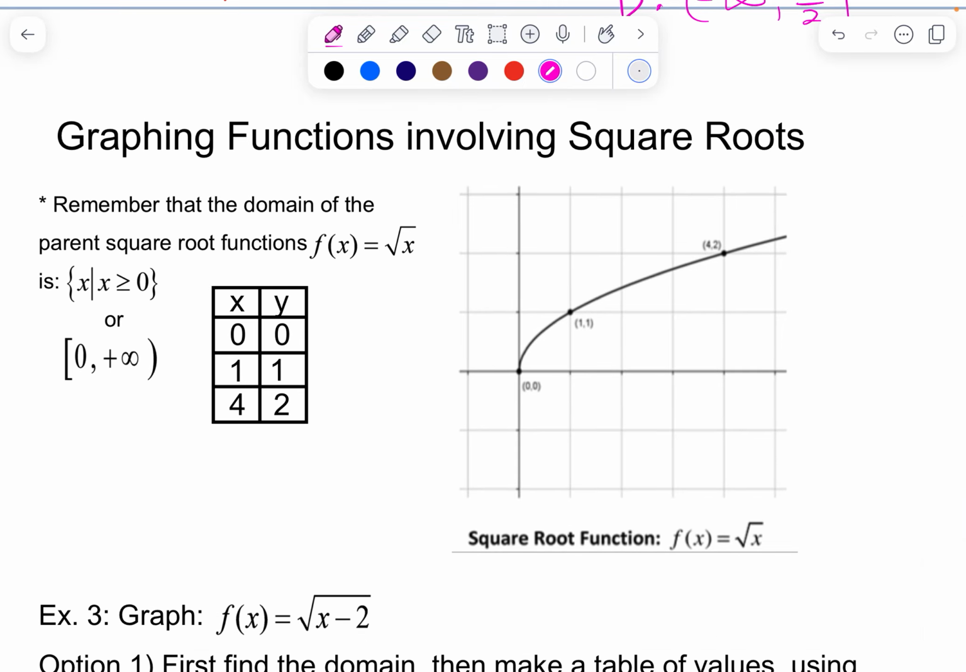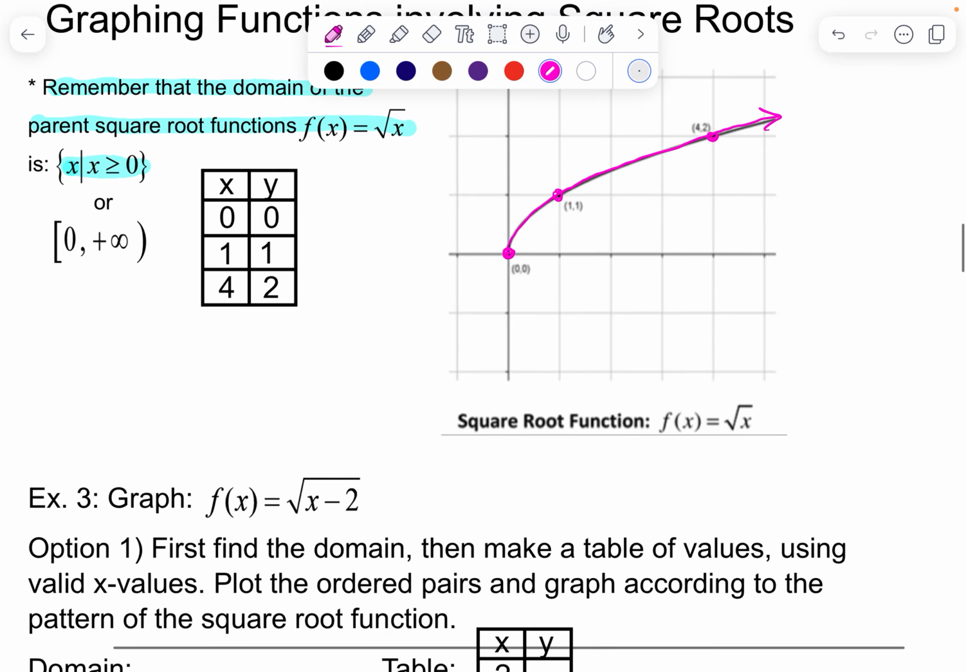For graphing functions involving square roots, let's first remember that the domain of the parent function, which is f of x equals square root of x, is x is greater than or equal to 0. And if we graph the parent function, when x is 0 and you plug it in, y is 0. When x is 1, y is 1. When x is 4, y is 2. And this is your parent function of a square root.